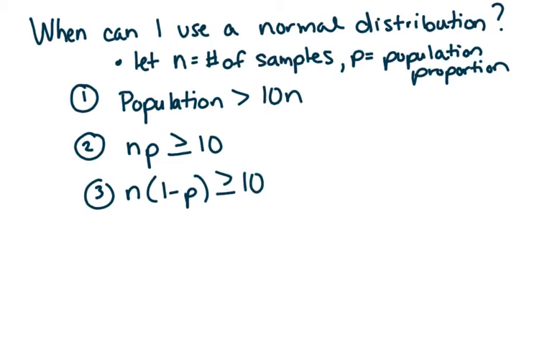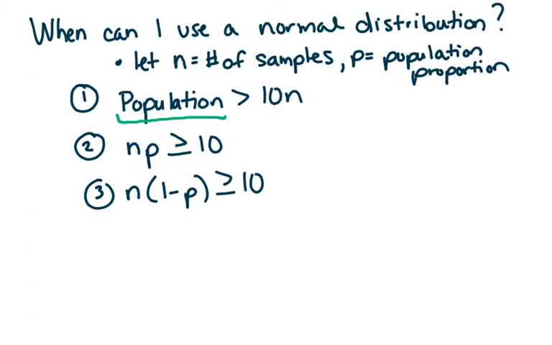Okay, so when can I use a normal distribution, or when can I assume it's a normal distribution? When we're dealing with proportions. And so there's a couple rules when you're dealing with proportions before you can assume that you're using a normal distribution. The first is that your population, so the total population of whatever you're studying, so I'm going to use that same example of households.